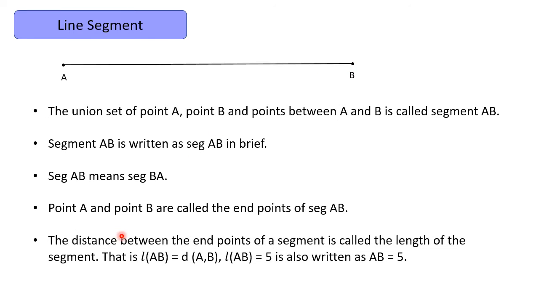The next point is, the distance between the endpoints of a segment is called the length of the segment. So the distance between A and B is called as the length, and the length in short is written as small l in bracket AB, or it is also written as small d, which indicates distance A comma B. If the length of segment AB is 5 centimeter, it can also be written as only AB is equal to 5. So only AB also represents segment AB.